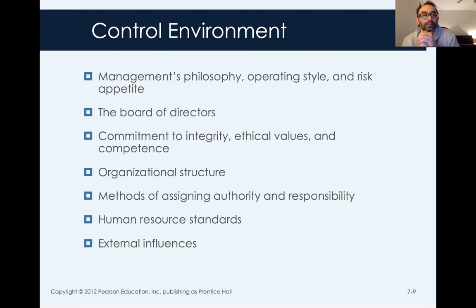Okay. So the control environment mainly is the management's philosophy, the operating style, the risk appetite, the ethics of the company, integrity of the company, responsibilities. How do you assign responsibilities? How do you hire people? How good are the board of directors? So your entire environment within the company, and that's what control environment is. Good enough?